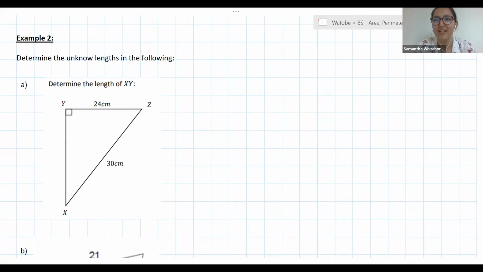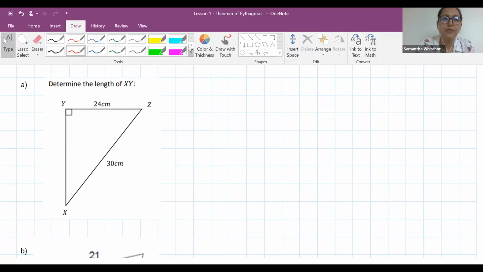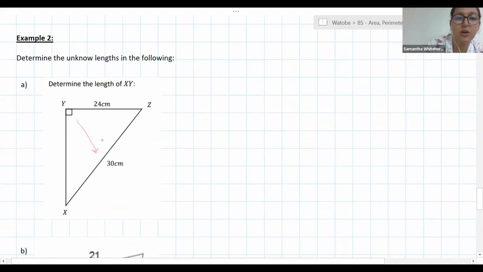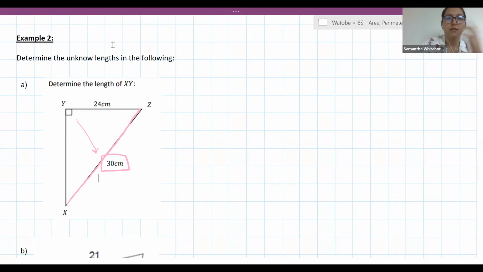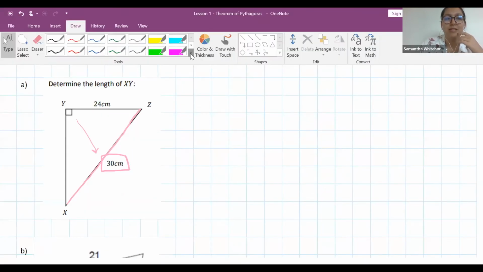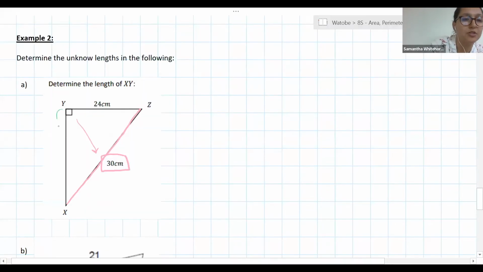Okay. Right, guys, so we've had a look at what happens when we're looking for the hypotenuse, which is great. But what happens if we're looking for a length that isn't the hypotenuse? So if we have a look at this first question here, I can see that the side opposite the right angle is XZ. In this case, I've actually given you what the hypotenuse is. And what we've been asked to find now is a length that is not the hypotenuse. We've been asked to find the length of XY.